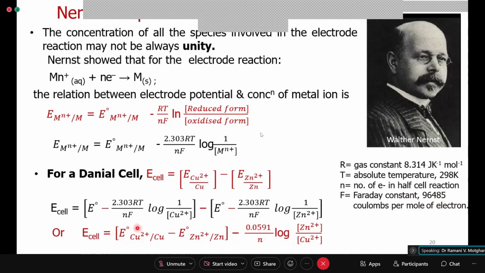Okay, so what has been done? E naught of the two are taken aside, and the rest of the reaction is written as minus 0.0591 by n log of, now you see, zinc ion concentration by copper ion concentration. Here you have to see that the sign is negative. Then you go on writing as per your convenience, because you are used to writing the Nernst equation as per your 12th standard.